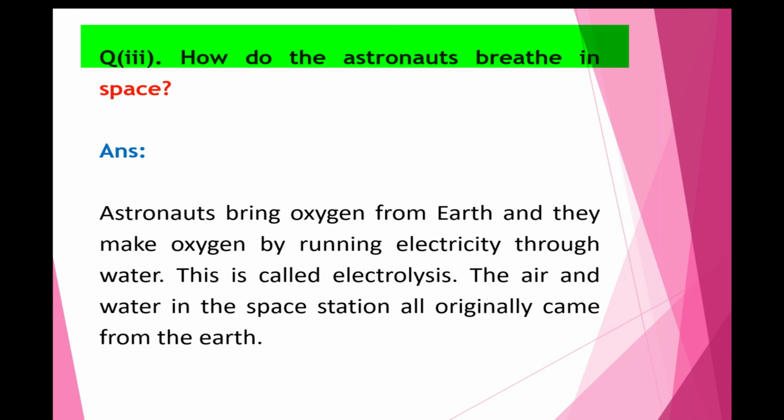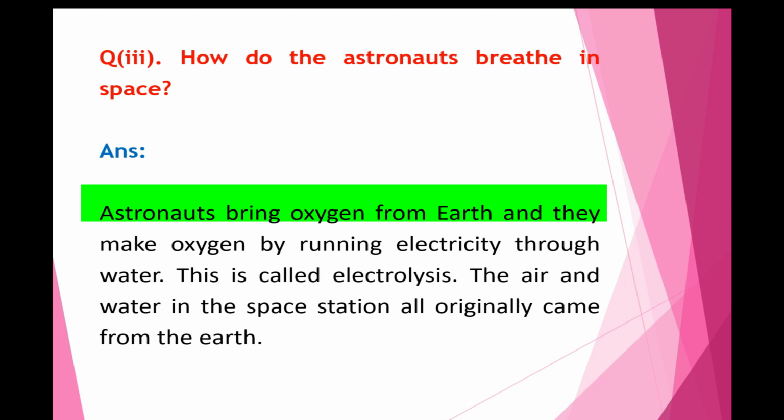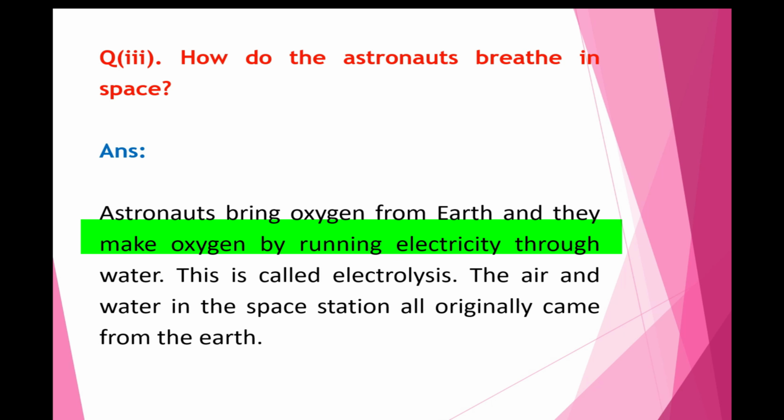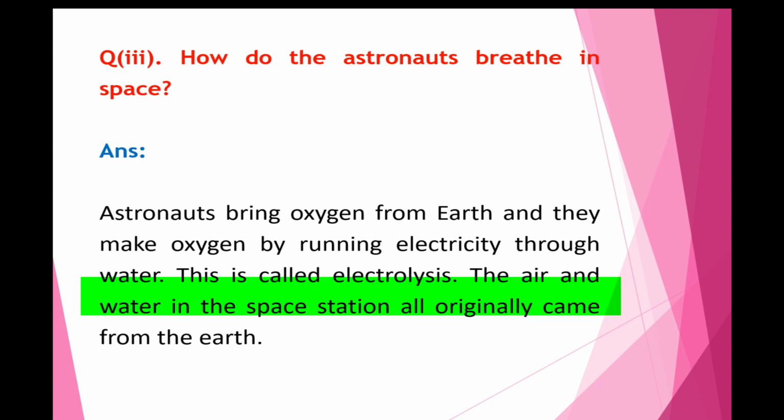Question number 3. How do the astronauts breathe in space? Answer. Astronauts bring oxygen from Earth and they make oxygen by running electricity through water. This is called electrolysis. The air and water in the space station all originally came from the Earth.